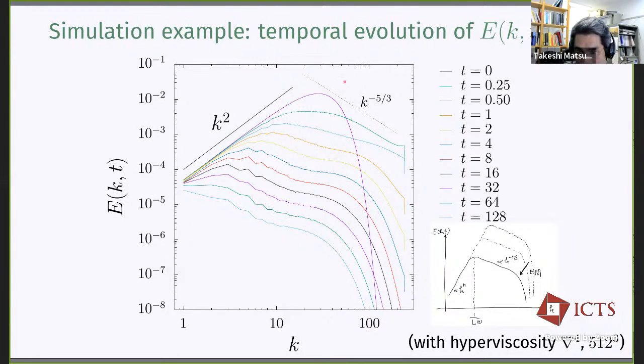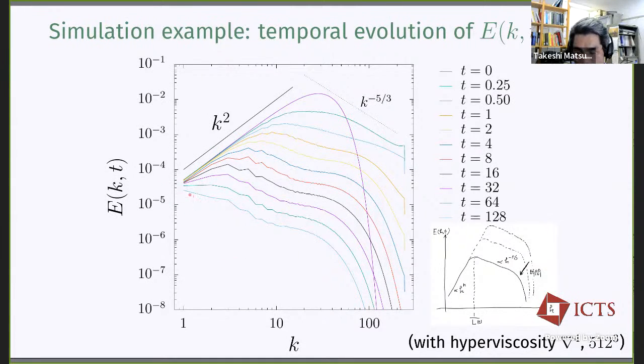Oh, sorry. So this purple is the initial condition. The second instance is this one, and the third is this one. As time evolves, the spectrum decreases, but this k to the second part is sort of preserved. So this is the time evolution of the energy spectrum. The time is from here to there.